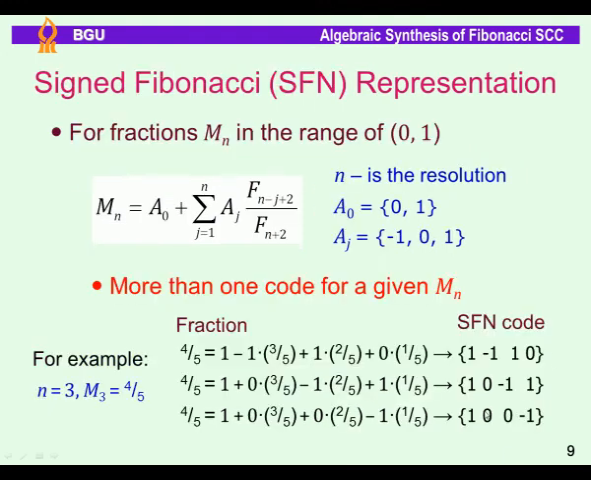Let's now normalize the Zeckendorf representation to the largest Fibonacci number f n+2, and introduce an extra value of -1 for a j. Thus, we define the signed Fibonacci representation for fractions in the range from 0 to 1. Due to a j taking the extra value of -1, a number of different SFN codes can represent the same fraction. For example, 4/5 has 3 different SFN representations.